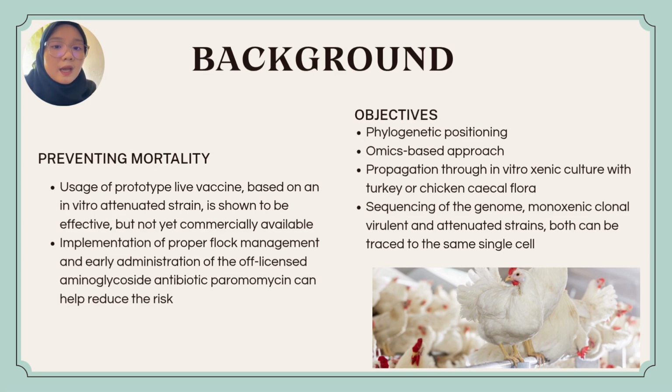So, this paper has the objective of doing molecular studies of phylogenetic positioning, an omic-based approach, and in the lab, propagation through an in vitro xenic culture with turkey or chicken caecal flora, and sequencing of the genome using monogenic clonal virulent and attenuated strains that can both be traced to the same single cell. This is to identify the mutations suggesting potential virulence targets that were inactivated or modified in the course of attenuation.